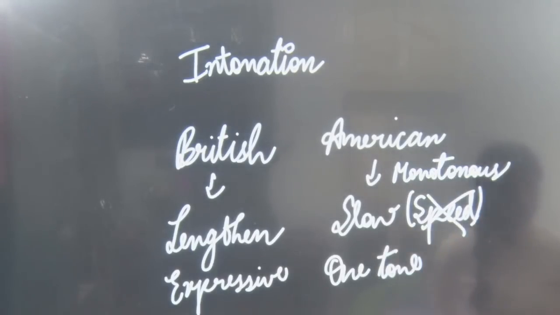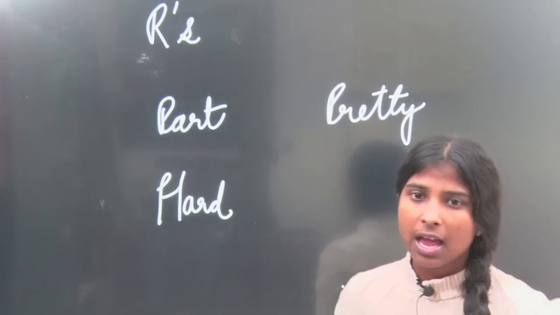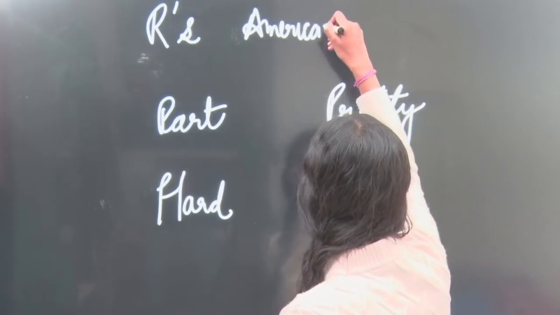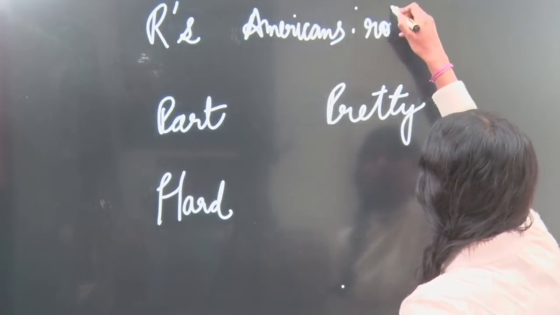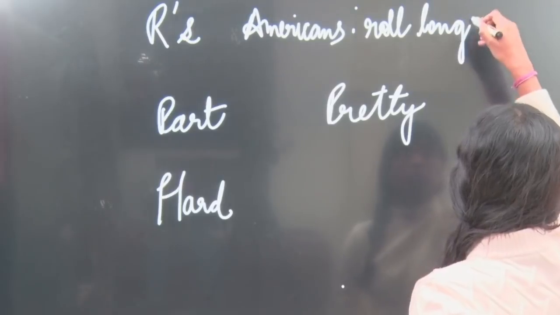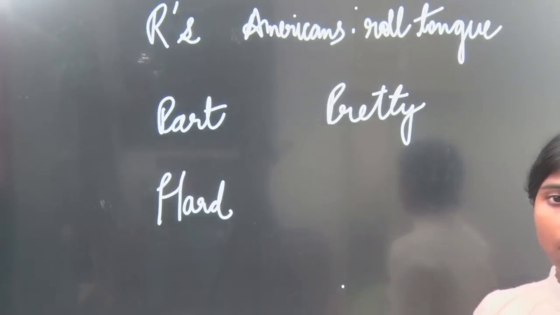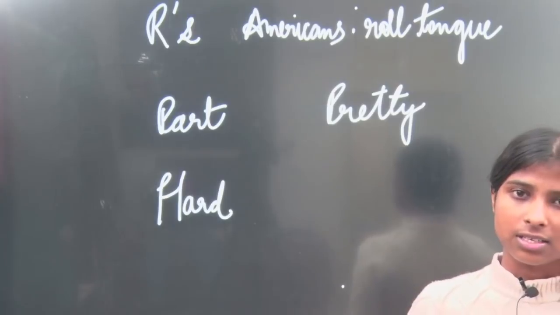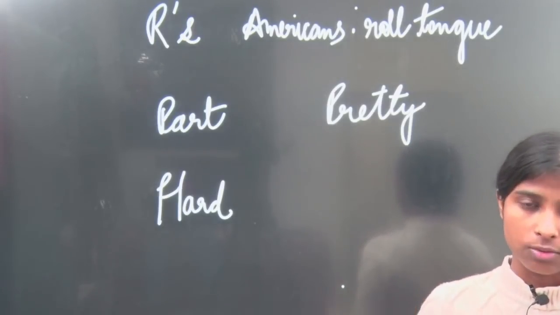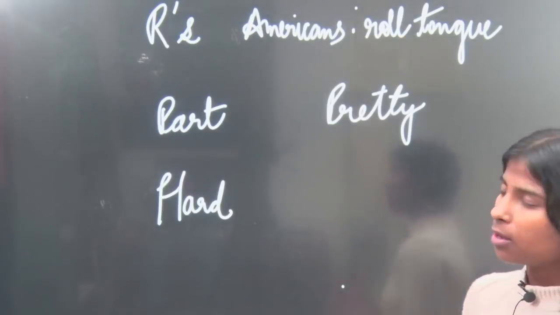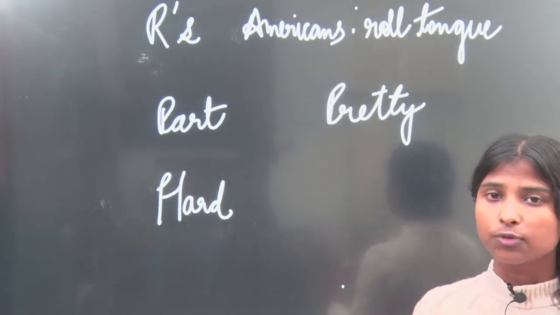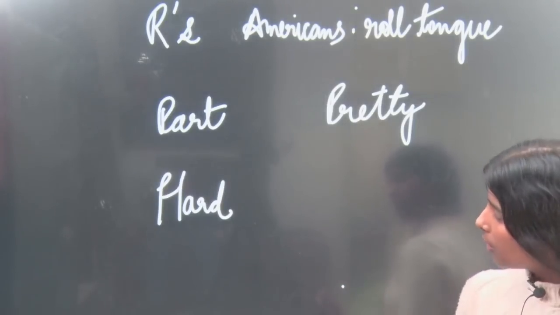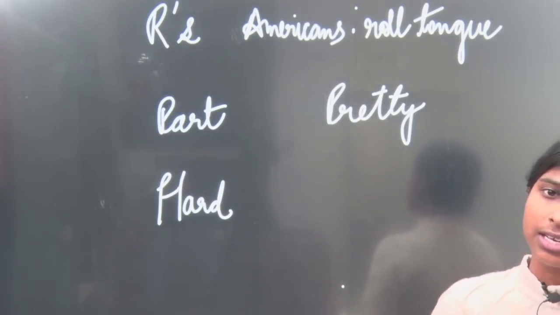All right, moving on with our American accent now. The R's. Now, what you people need to know is that Americans roll their tongue while pronouncing R. For example, the word heart. So they're going to roll their tongue and pronounce the letter. When you're pronouncing the letter R in American accent, you're going to have to roll your tongue, and it's your choice if you're going to roll it upwards or downwards. So usually it's part, not pot, it's part.